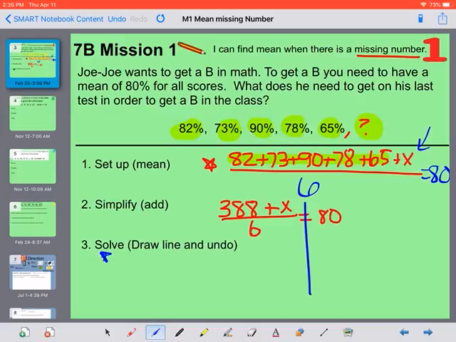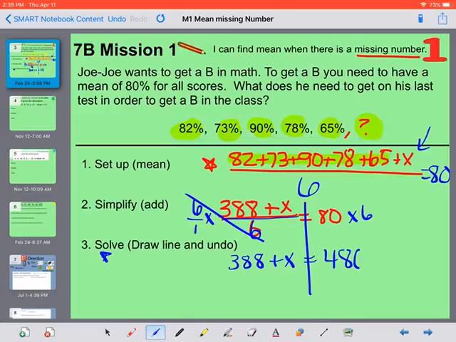Draw the line and undo. The opposite of dividing by 6 is multiplying by 6. Multiply and divide, when they're on the top and the bottom, they cancel out. So we just have 388 plus x. And then 80 times 6, if you don't know 80 times 6, 6 times 8 is 48. And there's a 0, so 480.